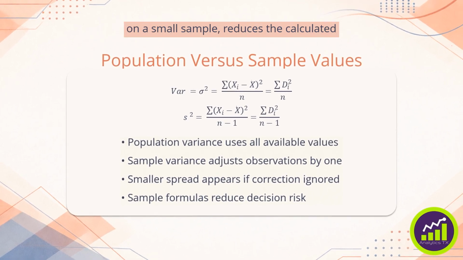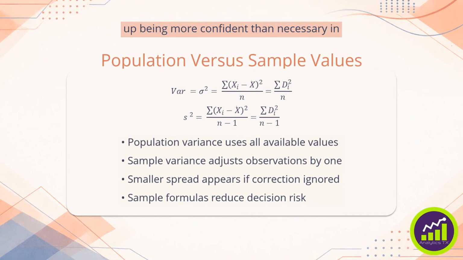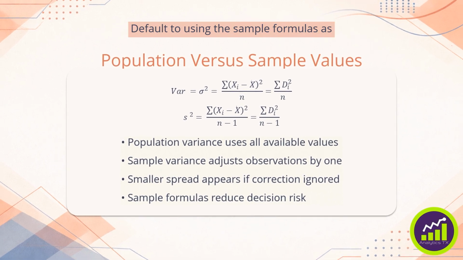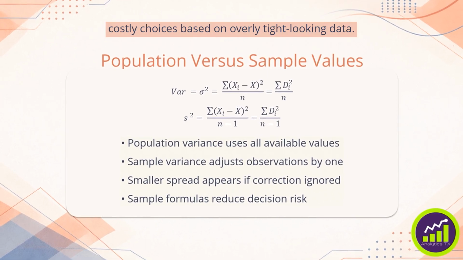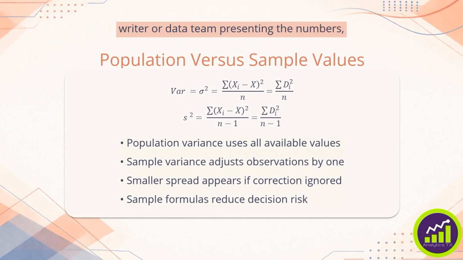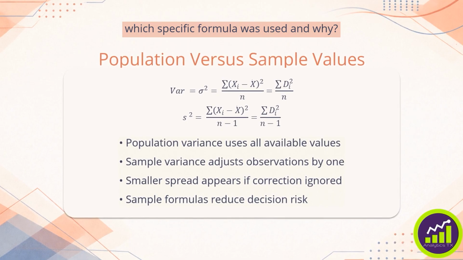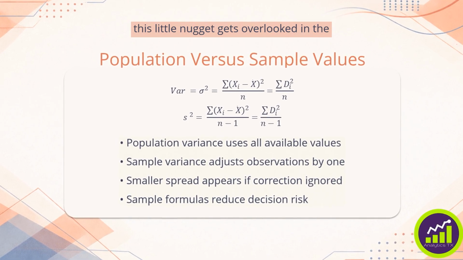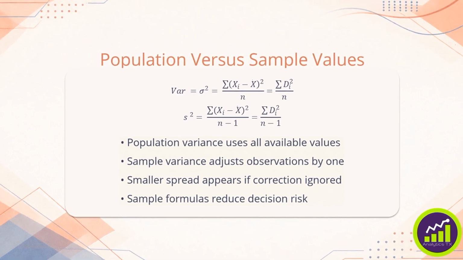Using the population formula on a small sample reduces the calculated spread. This implies that you might end up being more confident than necessary in your hypothesis testing, or forecasting, or decision-making. Default to using the sample formulas as a protection against underestimating variability and making costly choices based on overly tight-looking data. And if in doubt, ask the report writer or data team presenting the numbers which specific formula was used and why. You will be surprised at how often this little nugget gets overlooked in the real world.